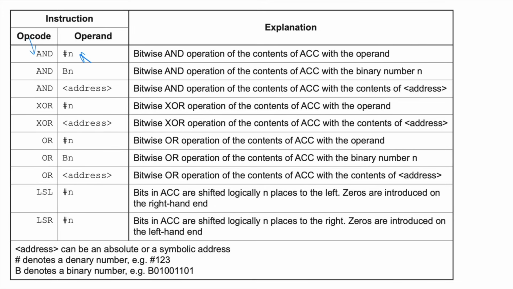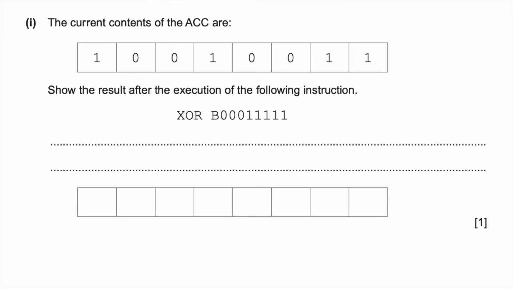Now what we're basically going to do is apply these logical operations to either denary numbers, binary values, or a value at some address. These two right here are slightly different. These are binary shifts, which we're going to talk about later. Anyways, to see how this works, let's go ahead and look at an A-level example. Right here, the current contents of the ACC are this 8-digit binary number.